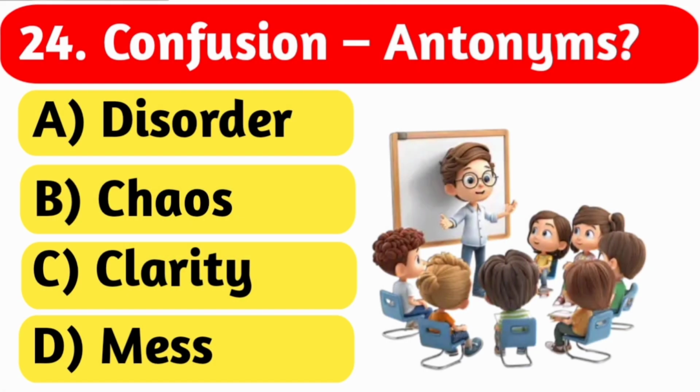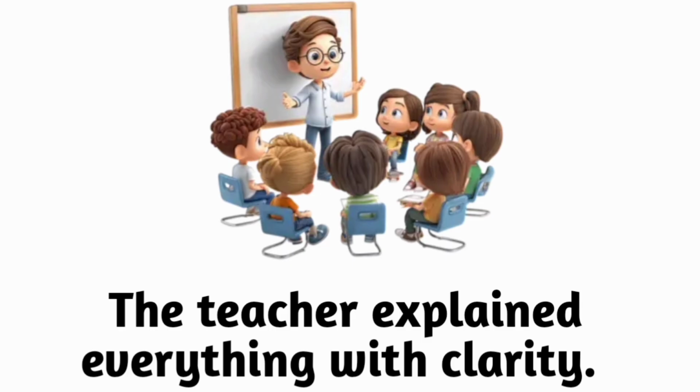Your 24th question is confusion antonyms. Your options are A. Disorder, B. Chaos, C. Clarity, D. Mesh. Your correct answer is option C, clarity. The teacher explained everything with clarity.